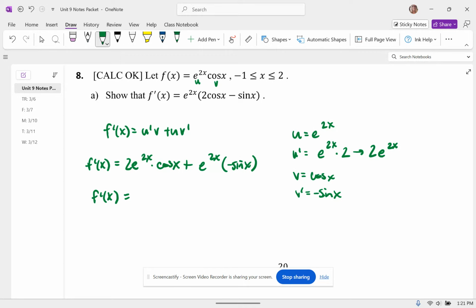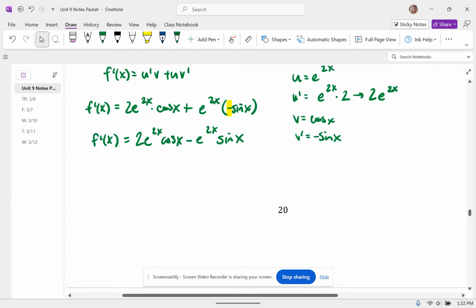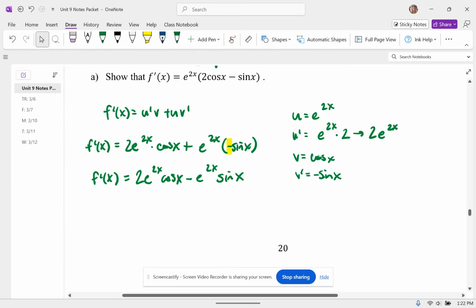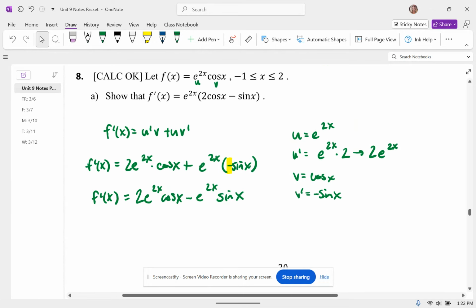Okay, so what are we going to do here? I've got 2e to the 2x times the cosine of x. And then what am I going to do with this? I've got a minus, so I'm going to put that minus out front here. Is that okay? Okay. I agree. But I can't just leave it like this. I have to match the structure above. It looks like I need to do what?